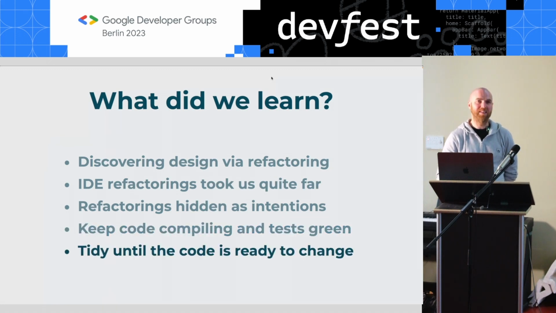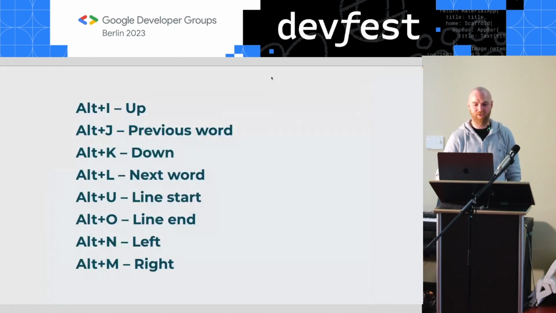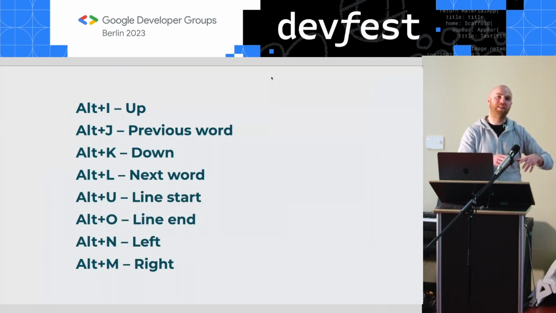And I guess until the code is ready to change, like to demonstrate, adding the conjured item was much easier when the structure was very clear. And in terms of mechanics, what I'm using is IJKL shortcuts. If I navigate quite quickly, it's because I'm using this shortcut. It's a plugin for IntelliJ that replaces arrows. IJKL is like a gaming layout, like WASD, but on the right-hand side. And these are basically the shortcuts.